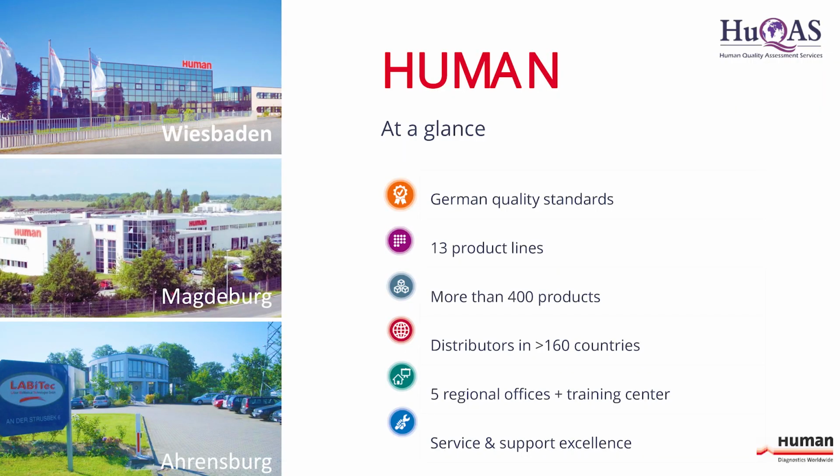I'm from a company called Human. We are from Germany. We have many product lines, 13 product lines. So we cover more or less every product you can use in the lab. That's 400 products. We distribute in 160 countries. Yeah, and you see our company in Wiesbaden and in Magdeburg, and we have a small production site also in Ahrensburg, that's in the north of Germany. Quality, of course, plays a major role for us as well.